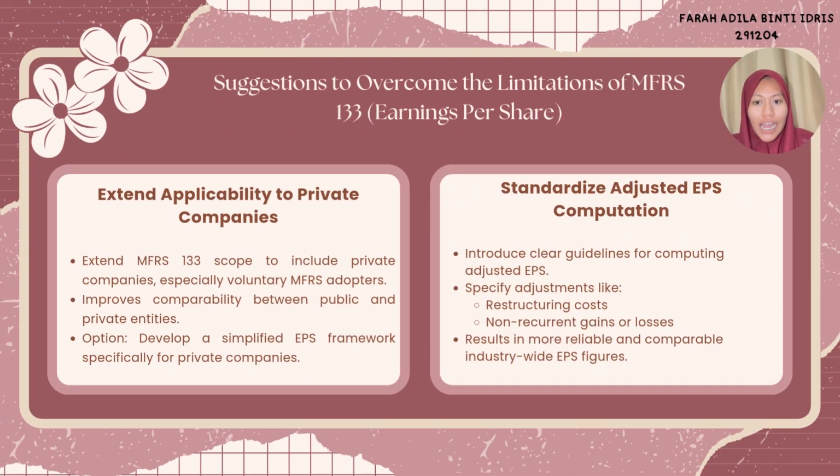Okay, so for 6.0, I'll be sharing suggestions to overcome the limitations of MFRS 133, which deals with earnings per share. So first, we suggest extending the applicability of MFRS 133 to private companies, especially those that voluntarily adopt the MFRS standards. This will improve comparability between public and private entities, and a simplified EPS framework could also be developed specifically for private companies.